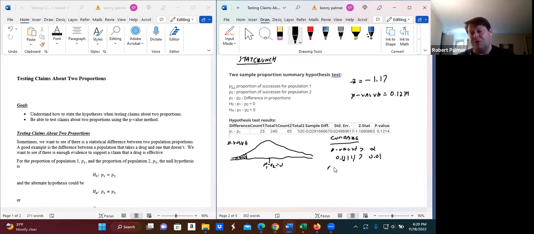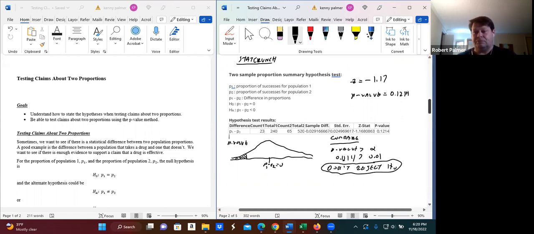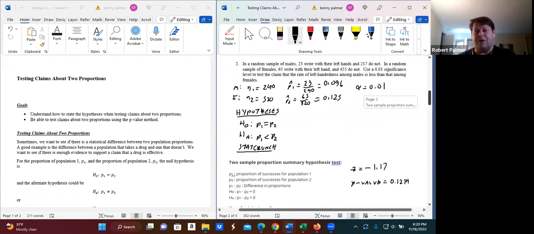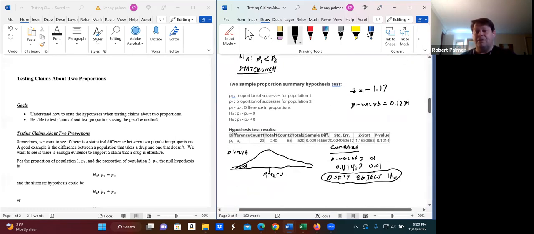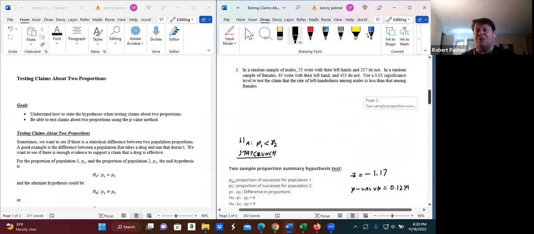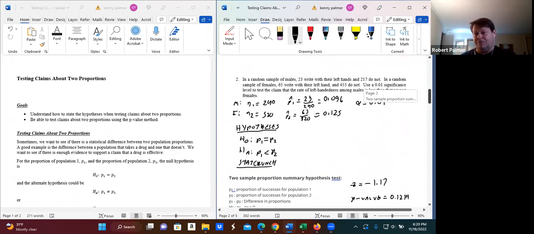So once again, what that means is we do not reject the null hypothesis, H0. Looking back at our hypothesis, there's not enough evidence to support this claim that left-handedness among males is less than among females. It doesn't mean that it isn't. We don't know that for sure, but there's just not enough from these two samples. That's all it says at this significance level. The p-value is fairly high, so we still couldn't reject the null even at a 0.05 level.